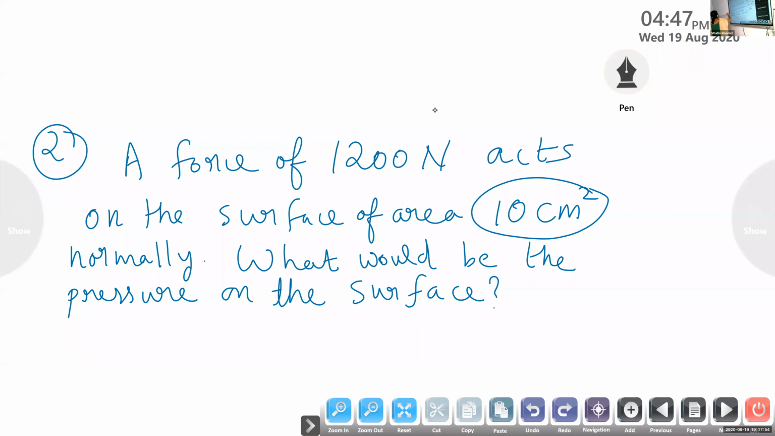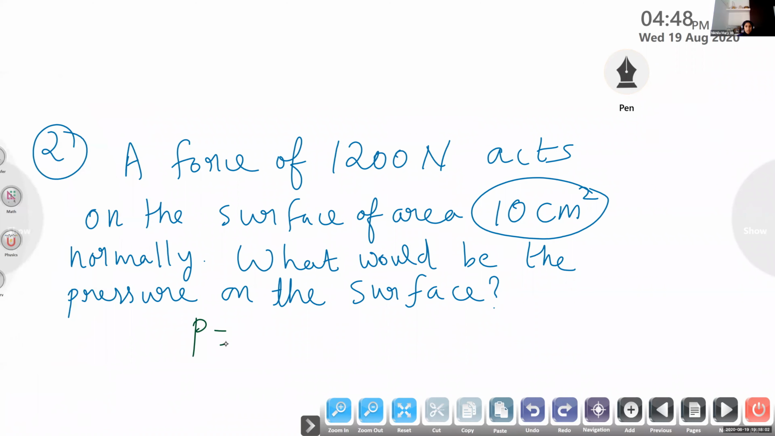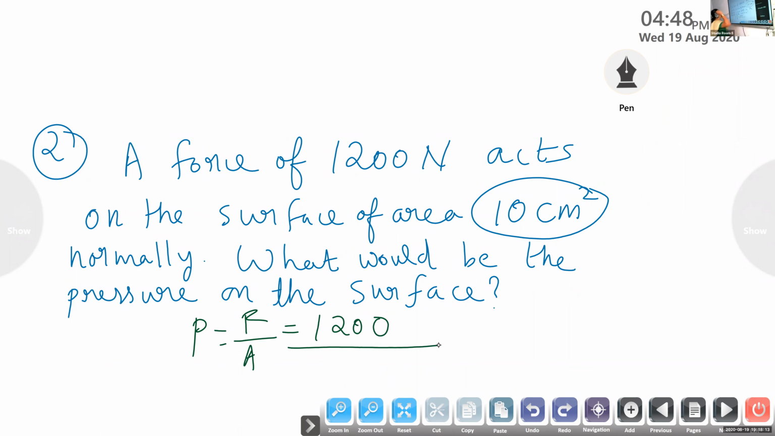So, what is the pressure formula, children? Pressure is equal to force by area. Force by area. That means 1200 over 10 centimeter square. 10 centimeter is equal to how much? You have to find out how much in meter first. 1 centimeter you got 1 by 100 meter, correct? So 10 centimeter will be how much?